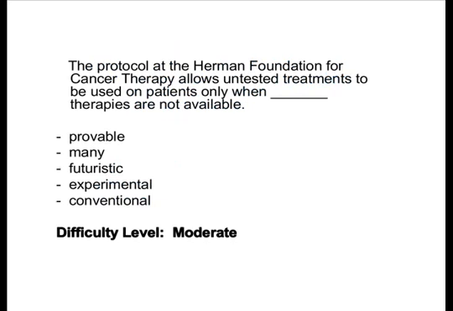The protocol at the Herman Foundation for Cancer Therapy allows untested treatments to be used on patients only when blank therapies are not available. Okay, so the sentence is saying that there are certain standards at the Herman Foundation that will not allow them to use treatments that have not been tested unless the therapy is what? What do we want? We want some kind of therapy that is proven, which means provable is not a choice because that would be something that we would have to prove.